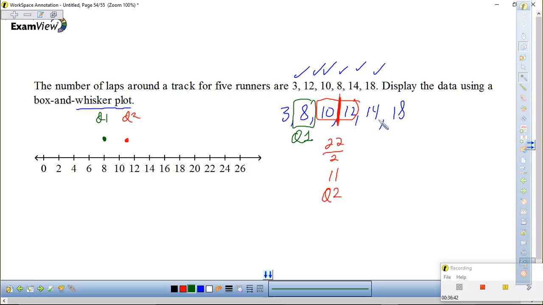Look at the upper data. We got 12, 14, and 18. What is my median? 14, that is my Q3. 14 is my Q3.